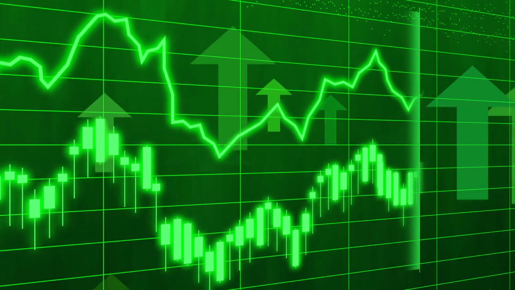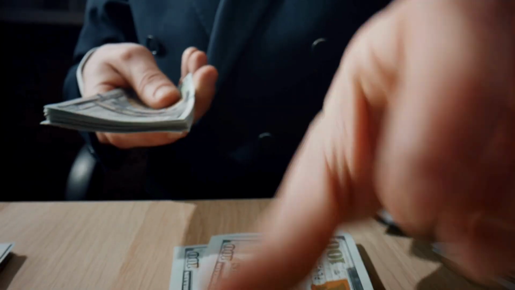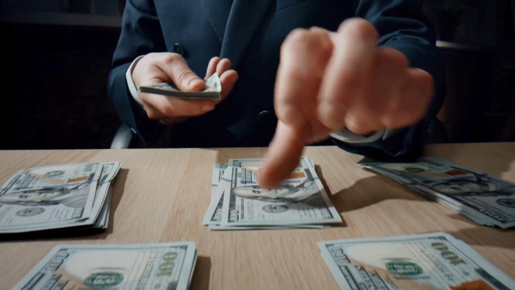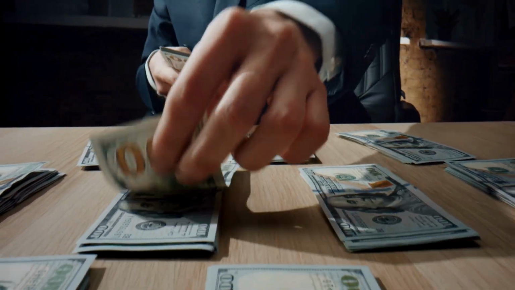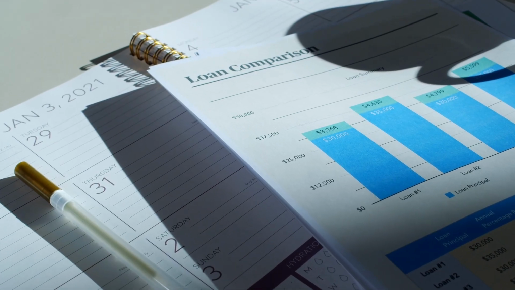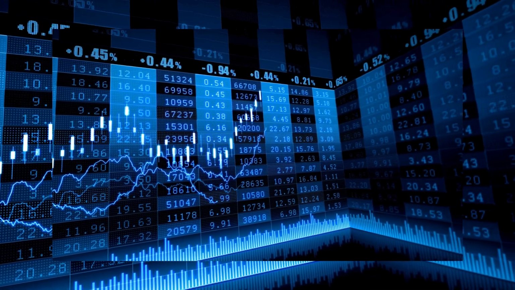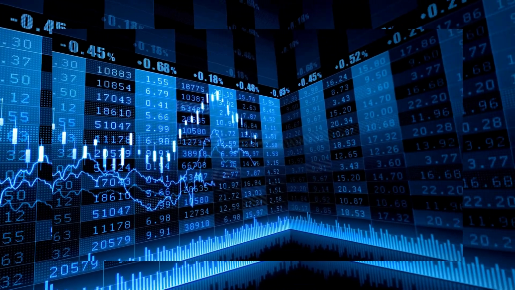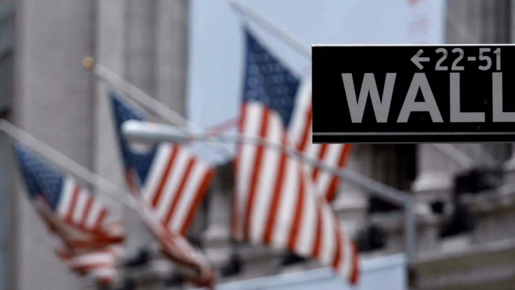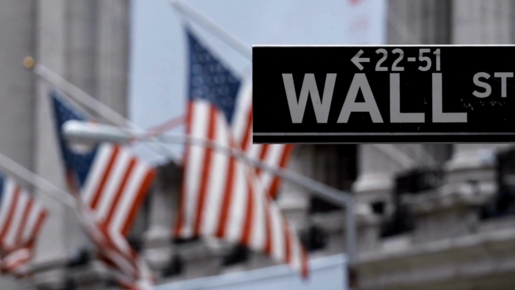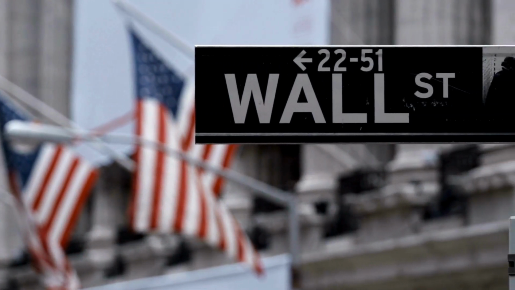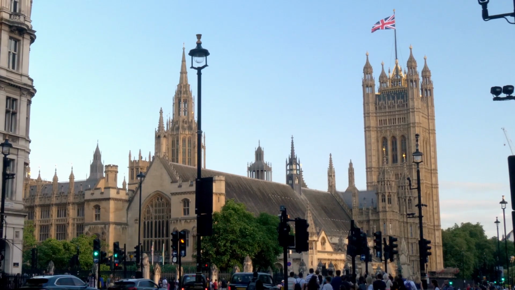B is for bond. A bond is basically a loan you give to a company or government. In return, they pay you interest and eventually give your money back. Bonds are considered lower risk than stocks and are often used to balance out a portfolio. If stocks are the thrill ride, bonds are the steady cruise. There are two common types: a corporate bond, which is a loan to a company, and a government bond, which, as the name suggests, is a loan to the government. In the UK, these are called gilts.